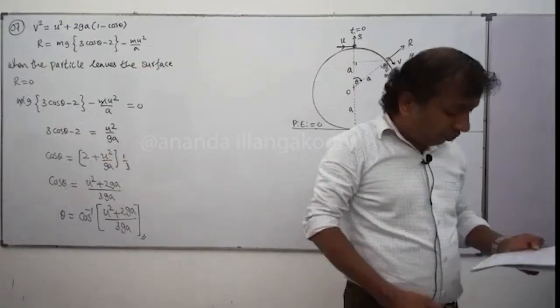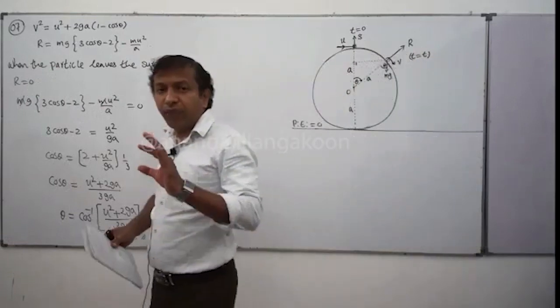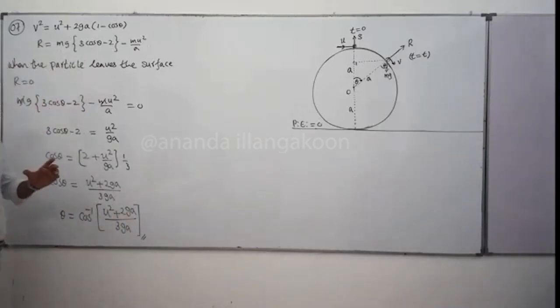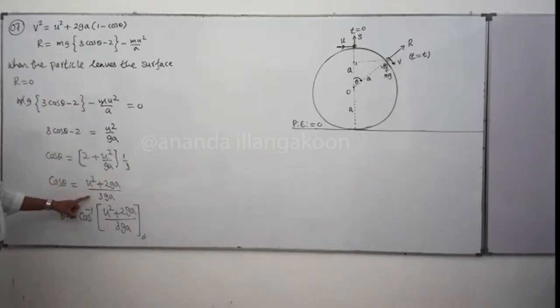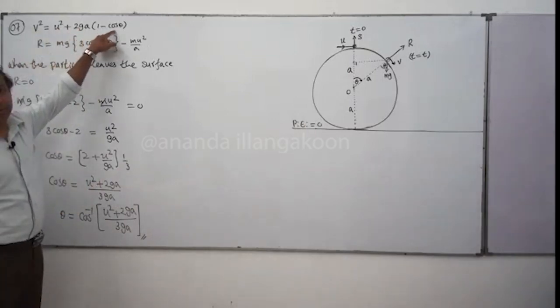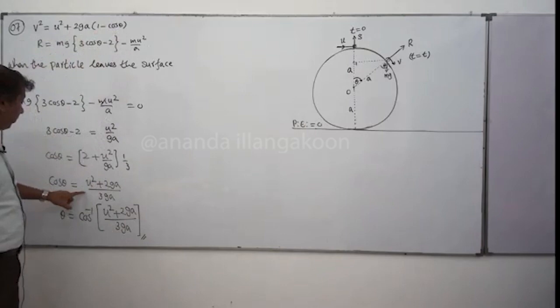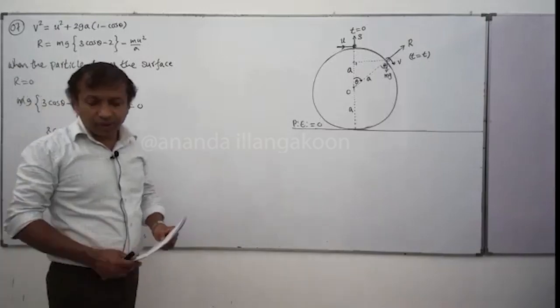With initial velocity u, we are asked for the velocity of the particle when it leaves the surface. That can easily be found. When the particle leaves the surface, we know the cos theta value. To find the velocity, we need the value of cos theta, and we know it when the particle leaves the surface. It is given by this. Then we put this figure here, and we get this V.